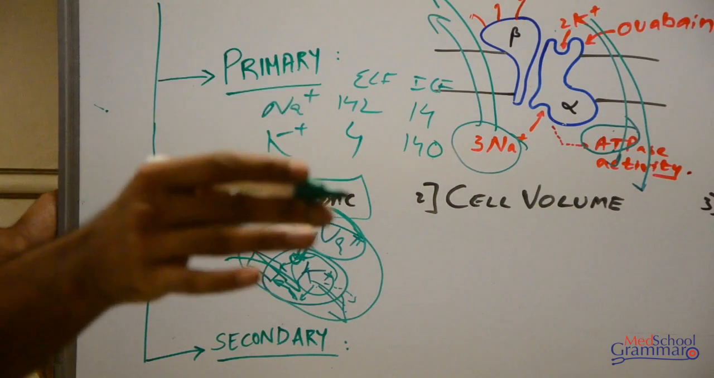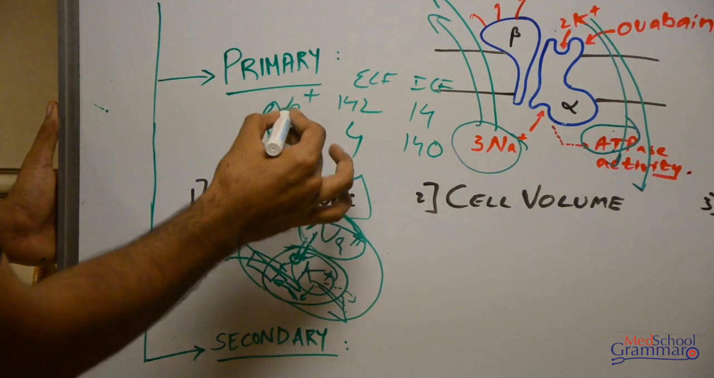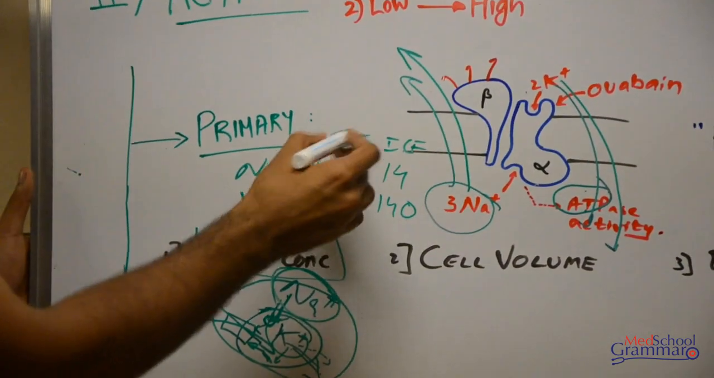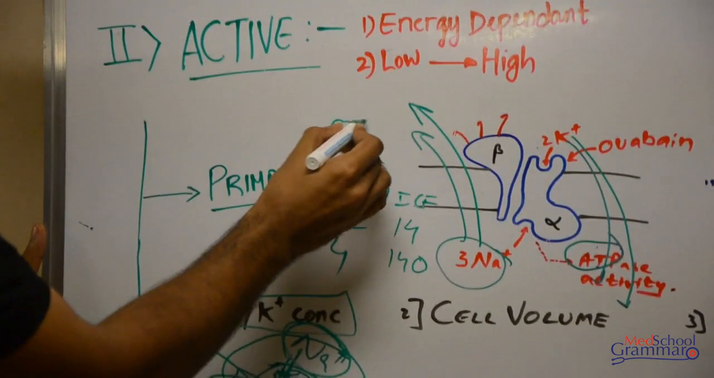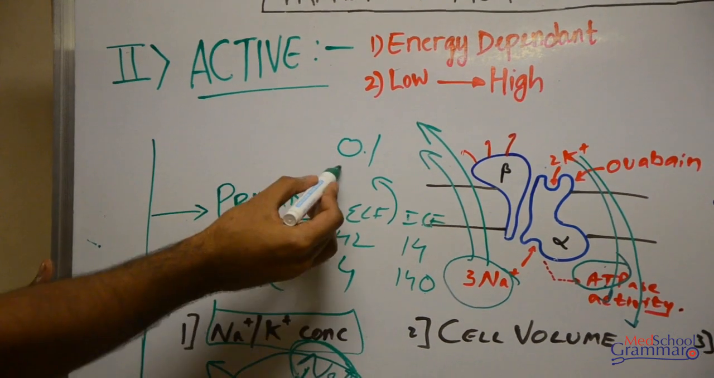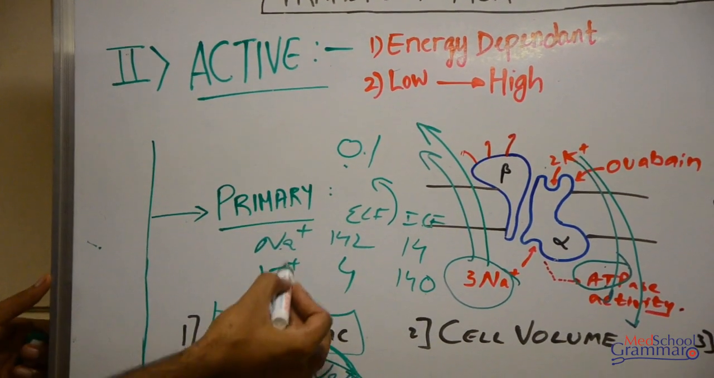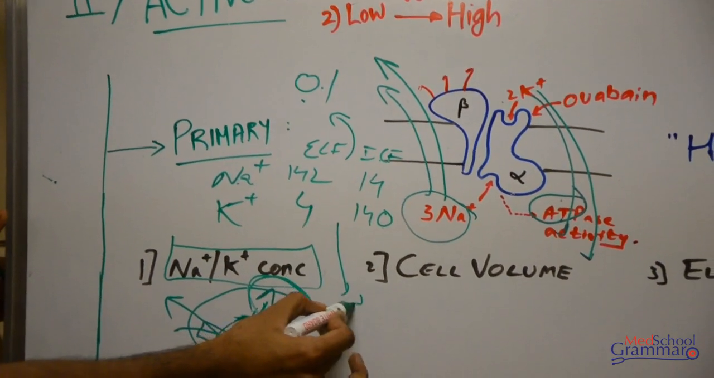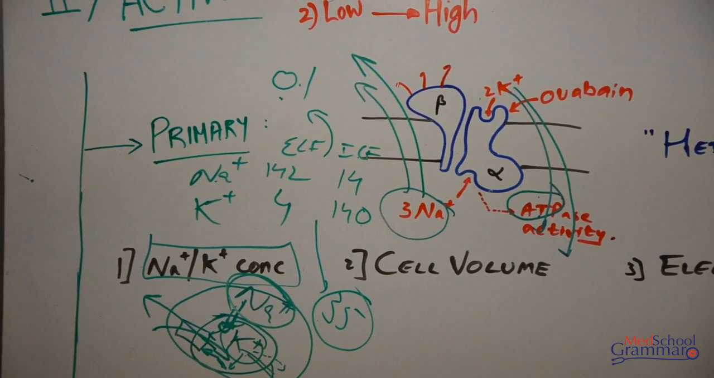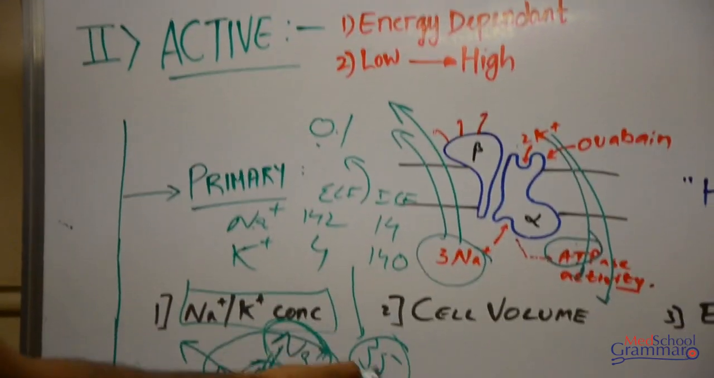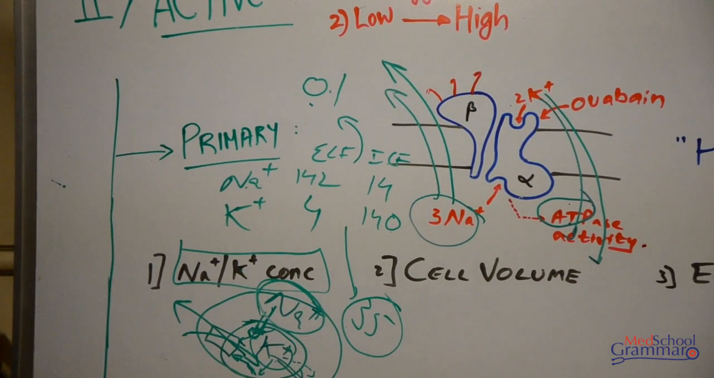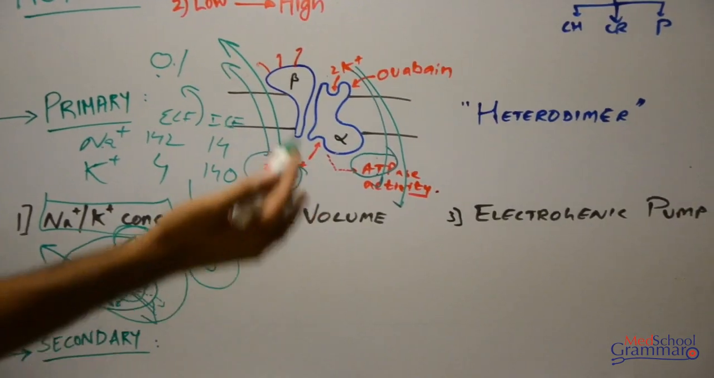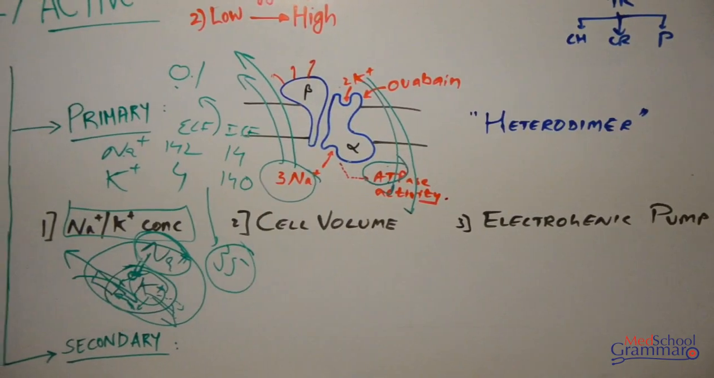Now the most important point to note is that the ratio of sodium ICF to ECF is 0.1. This value you should remember. And the ratio of potassium ICF to ECF is 35. This is the normal ratio. So to maintain these normal levels, the sodium potassium pump is important. The second point we need to know, the second functional significance of this pump, is maintaining the cell volume.